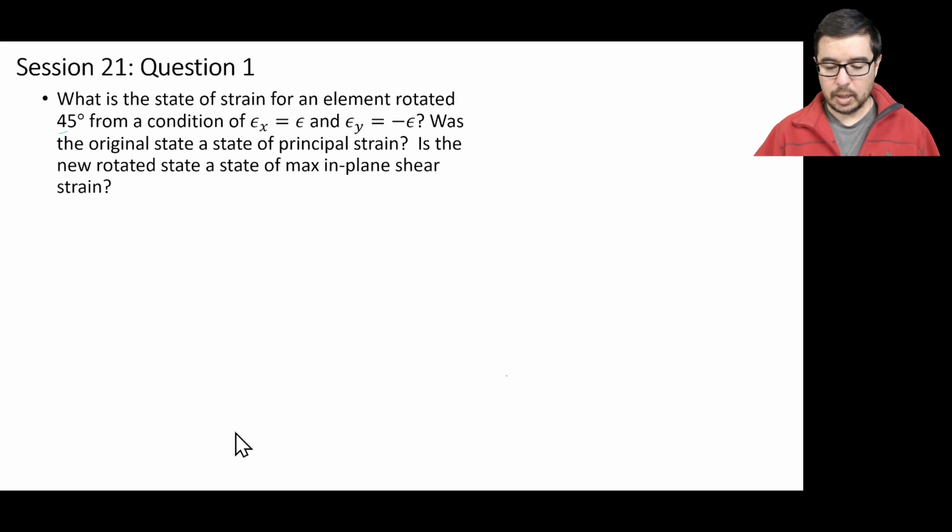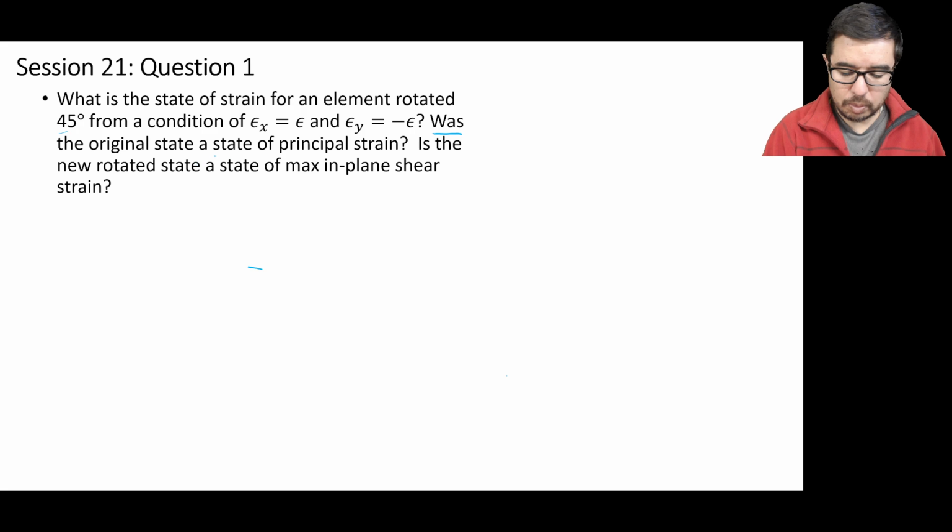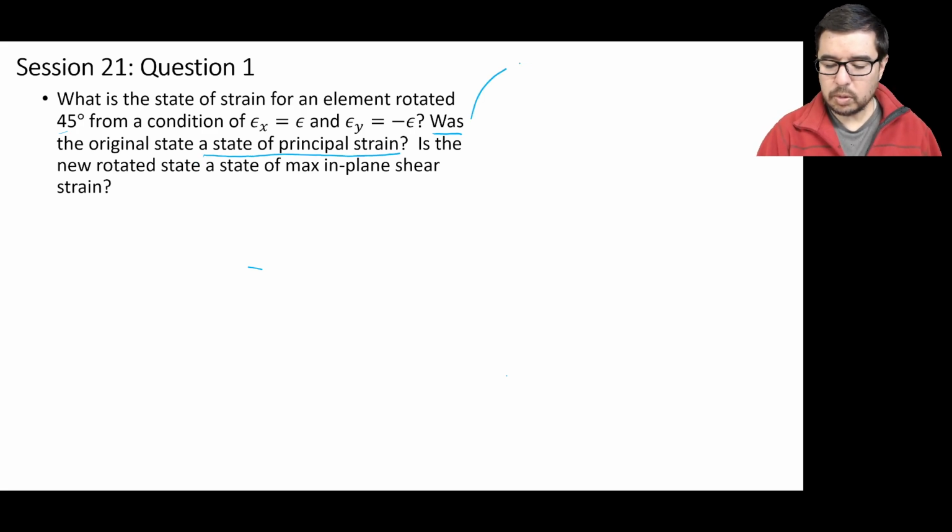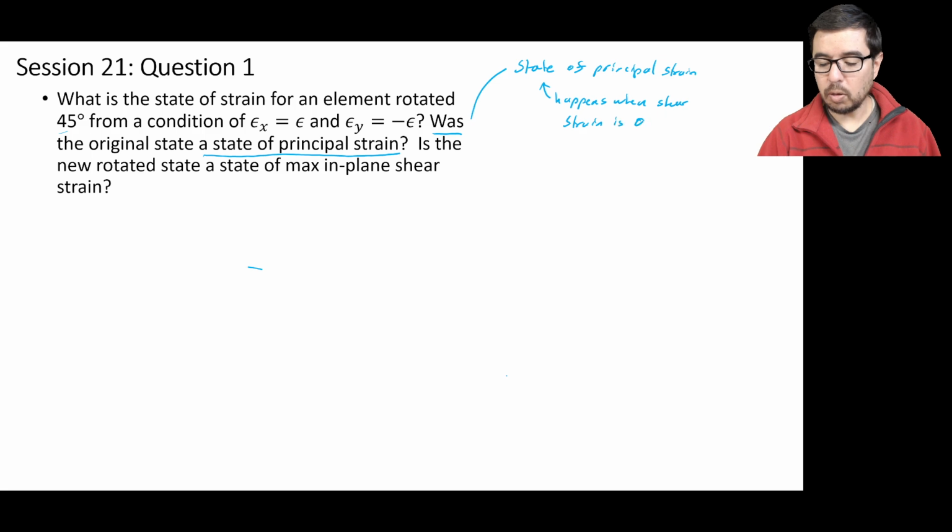So we have: was the original state a state of principal strain? Well, what does this mean? A state of principal strain is when the shear strain is zero, which is analogous to a state of principal stresses, where you have the shear stresses being equal to zero.